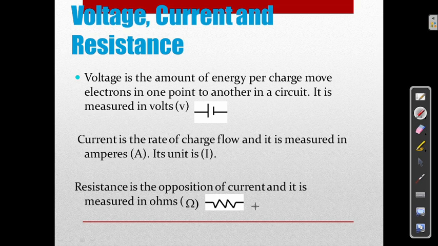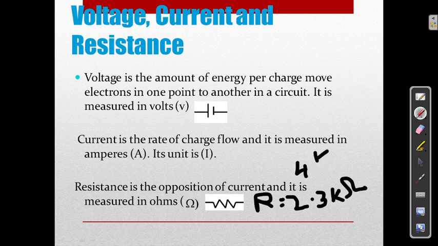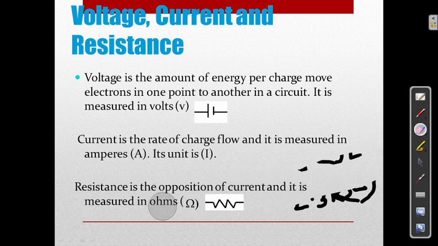If the resistance is 1.2 kilo ohms or 2.3 kilo ohms or 4 kilo ohms, like that. So we will denote the resistance by R, and the unit of this R is ohms. This is called the ohm. This is about the resistors.